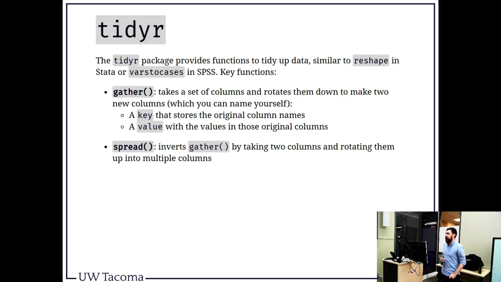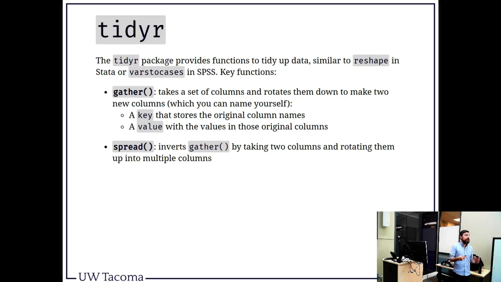Spread is the opposite of gather. Spread will take 2 columns and rotate them up into an arbitrary number of columns, depending on how many values there are for the key. I don't do spread a lot. Normally we want to get things into long data, but sometimes, and I'll show an example, we want to spread out something that is actually meant to be in wide format, but we're currently looking at it in long.